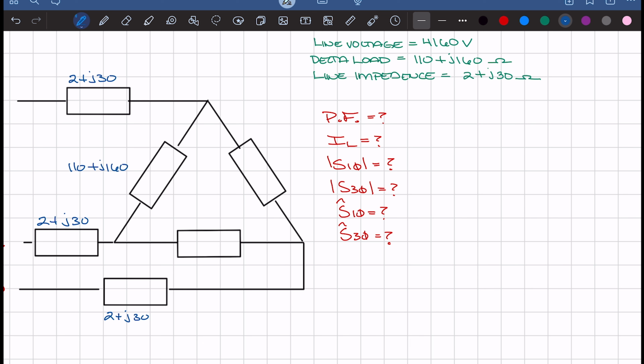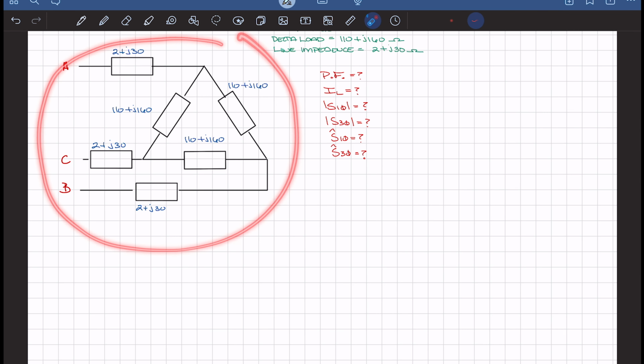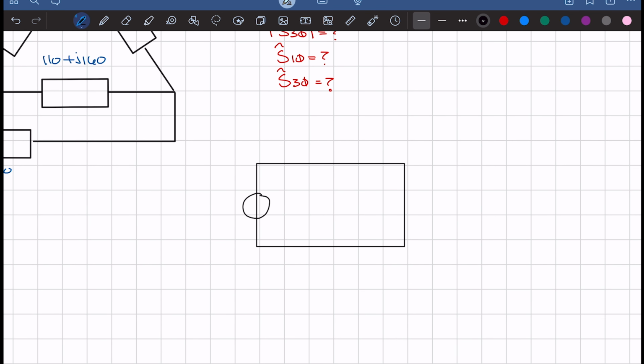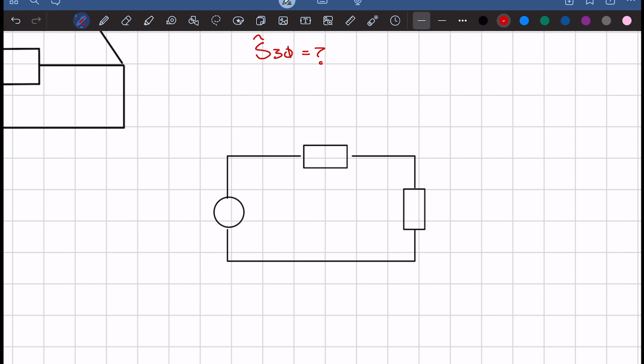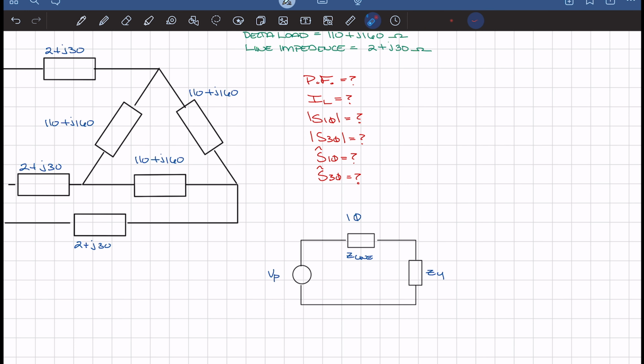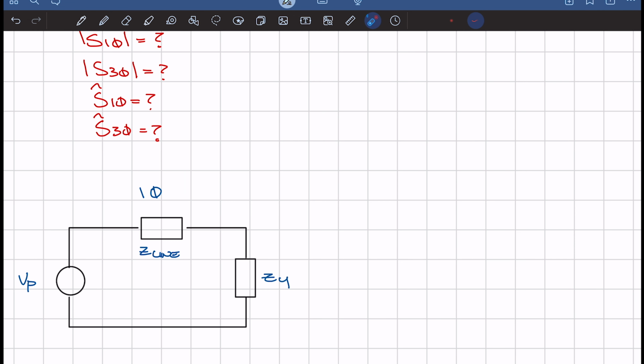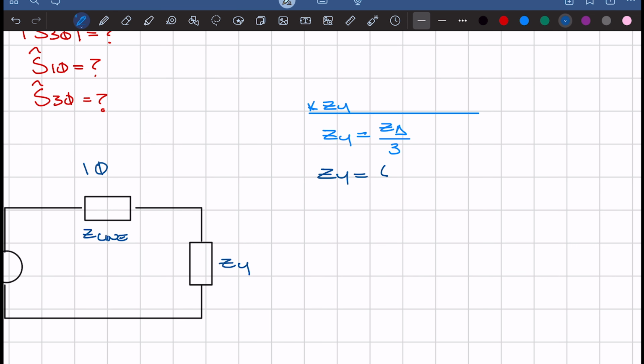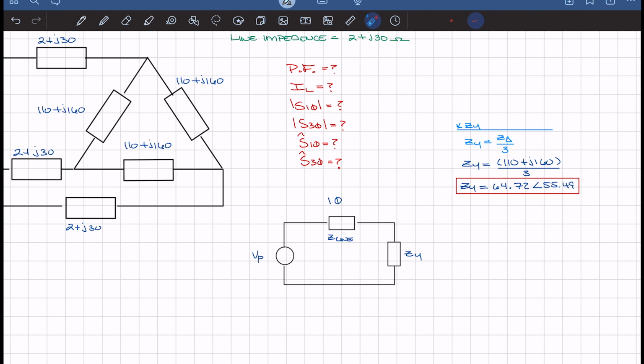So we can start by placing our values on the line impedance as well as the load impedance. The first thing we want to do is create a single phase equivalent circuit of the three-phase delta connected load circuit. We want to convert the delta connected load to a Y connected load. As you may remember, ZY is equal to Z delta divided by 3. So we take our Z delta, which is the quantity of 110 plus j160 divided by 3, and that gives us a ZY of 64.72 at an angle of 55.49.